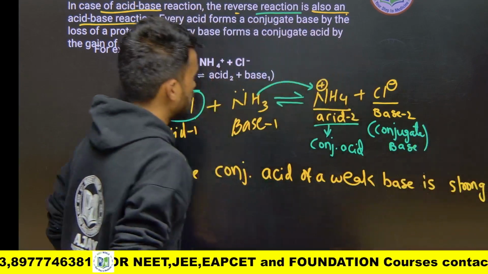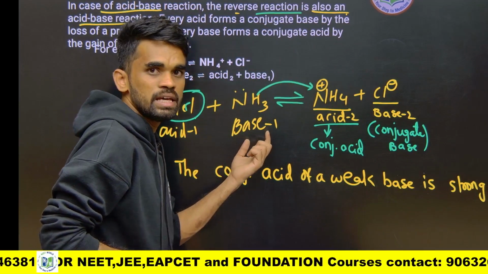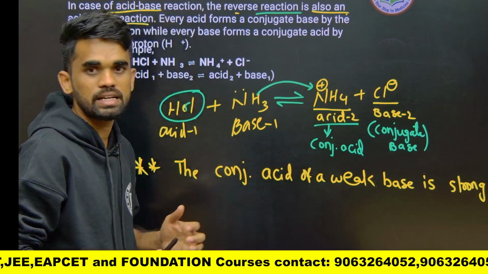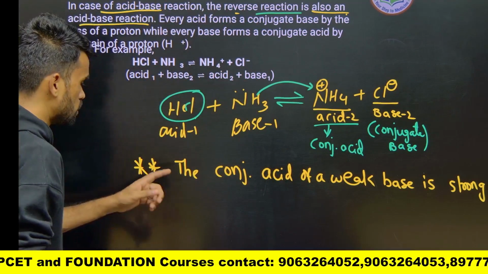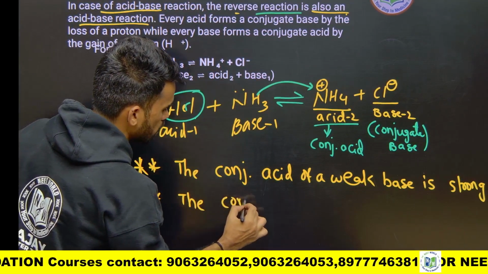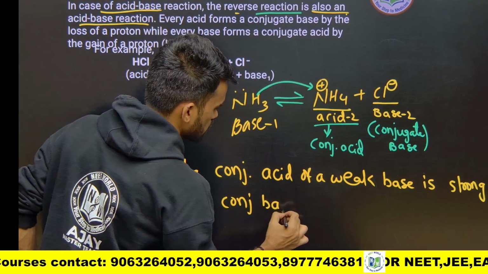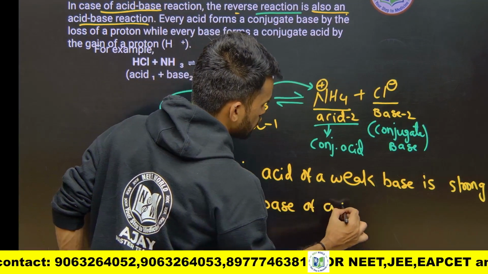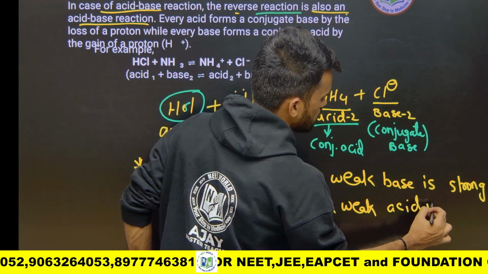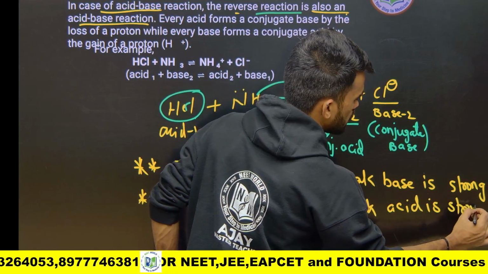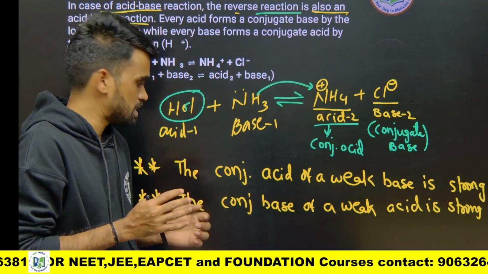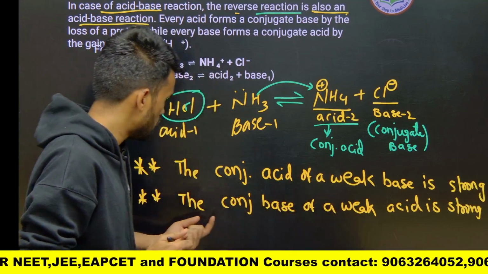For example, if I say this base is very weak, its respective conjugate acid will be strong. That is what the line here is indicating. Okay. Now similarly, the conjugate base of a weak acid is strong. It means if I take any acid which is weak, see, the conjugate base of a weak acid.